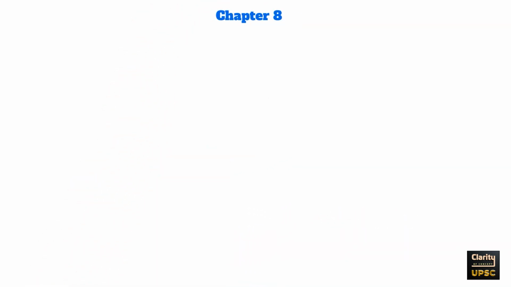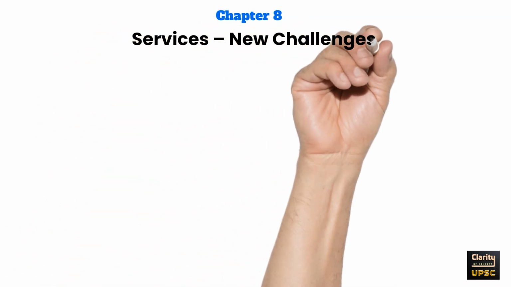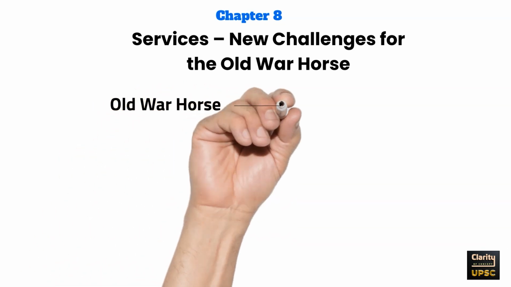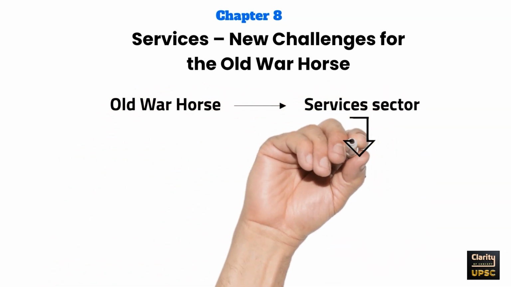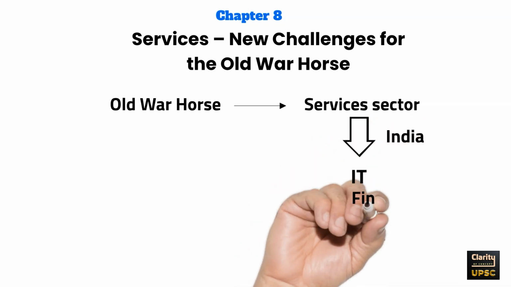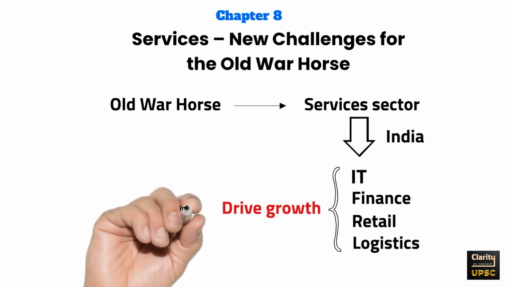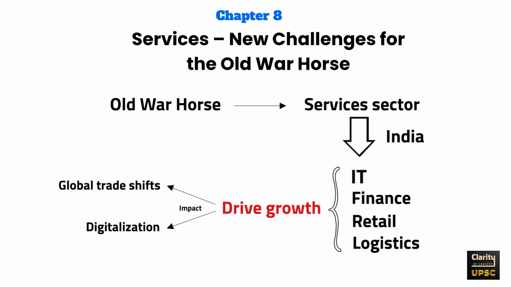And the eighth chapter is about the services sector. It has the title Services: New Challenges for the Old War Horse. Old war horse here refers to the services sector. It is saying the services sector is facing new challenges. It talks about how India's services sector, IT, finance, retail and logistics, continues to drive growth while also looking at the impact of global trade shifts and digitalization.